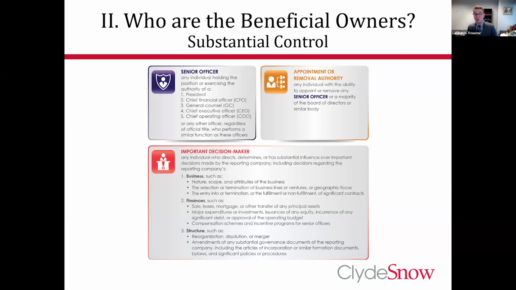The fuzzier standard for substantial control, and as you can see, it's much longer, is an important decision maker. This is any individual who directs, determines, or has, quote, substantial influence over important decisions made by the company, including its business, finances, and structure. And when I first read this, I had a concern, which is that important decision maker, I feel like, moves far beyond your C-suite, well beyond your president, CEO, CFO.